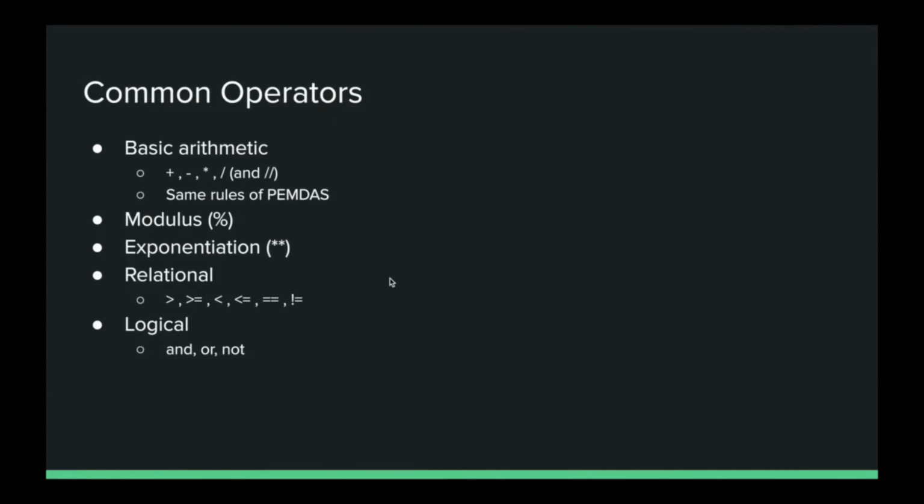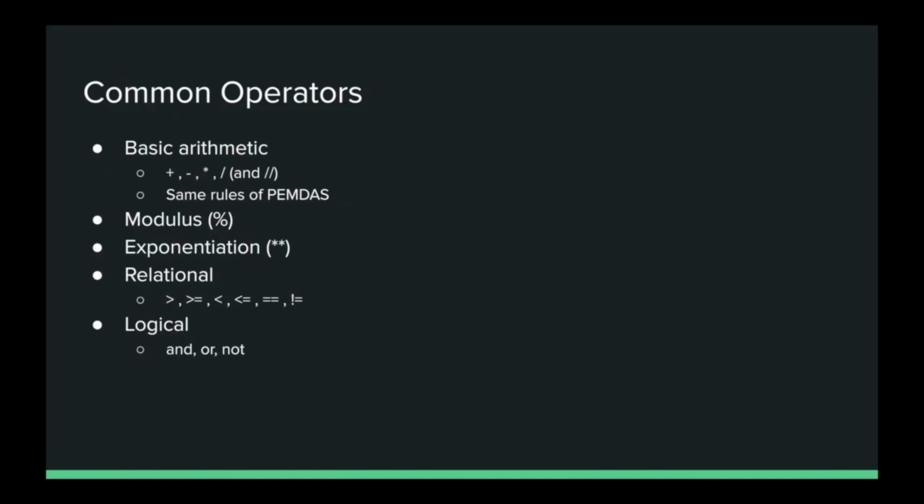So going on to common operators. First, there's basic arithmetic: the plus, minus, the asterisk for multiplication, and the slash for division. There's also something called integer division, where you use 2 slashes. It divides normally, but then it gets rid of the decimal point. Python goes by the same rules of PEMDAS, which is the order that you evaluate. First you do whatever's in the parentheses, then exponents, multiplication, division, addition, and subtraction.